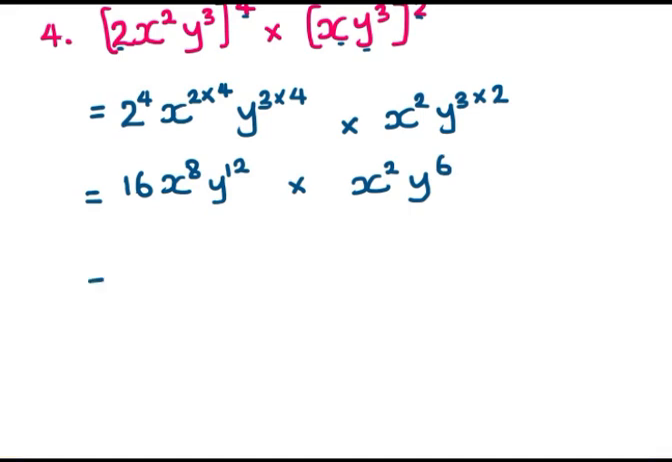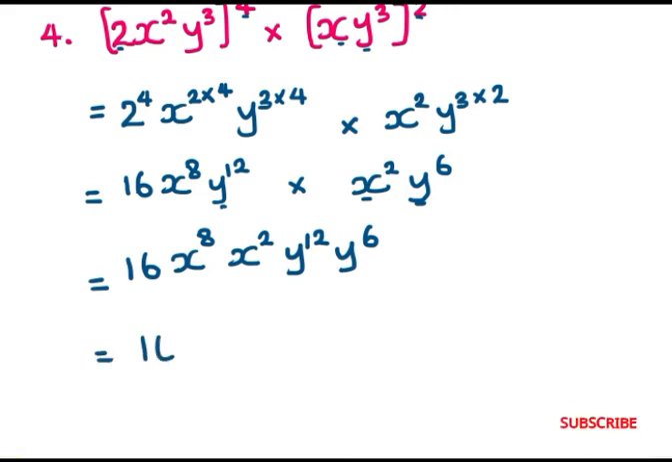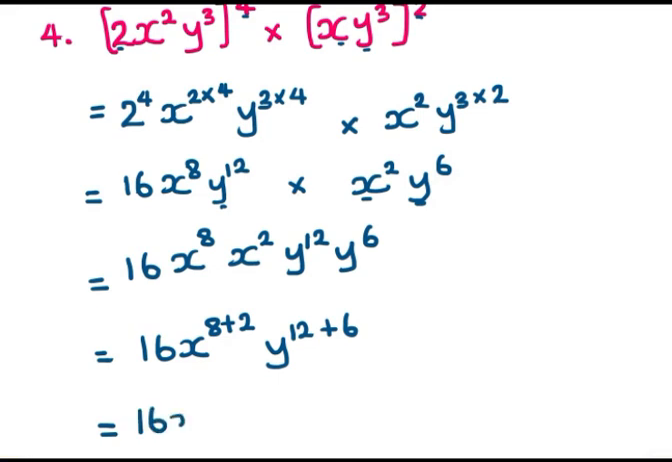Okay, now we get 16 x to the power of 8. Now we can bring this x, that is x squared, then we bring this y, that is y to the power of 12, and this y, which is y to the power of 6. So we get 16x to the power of 8 plus 2, then y to the power of 12 plus 6. So we come up with 16x to the power of 10, y to the power of 18. And this becomes our final answer.